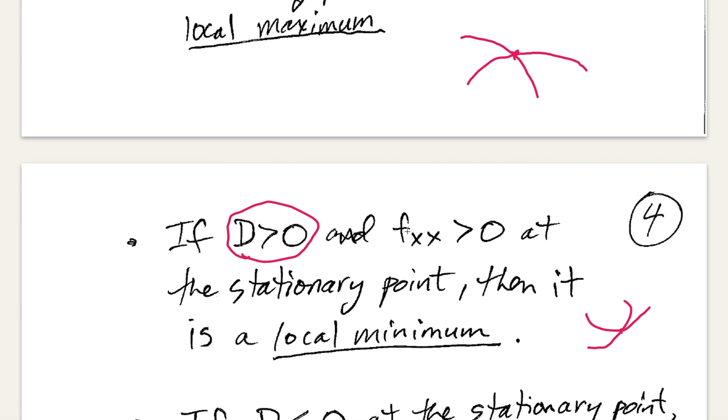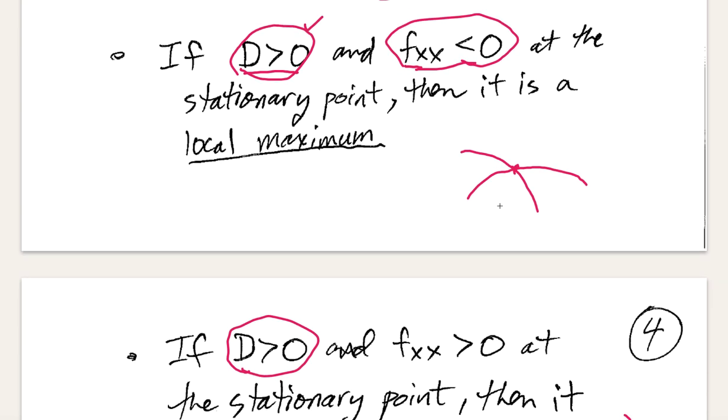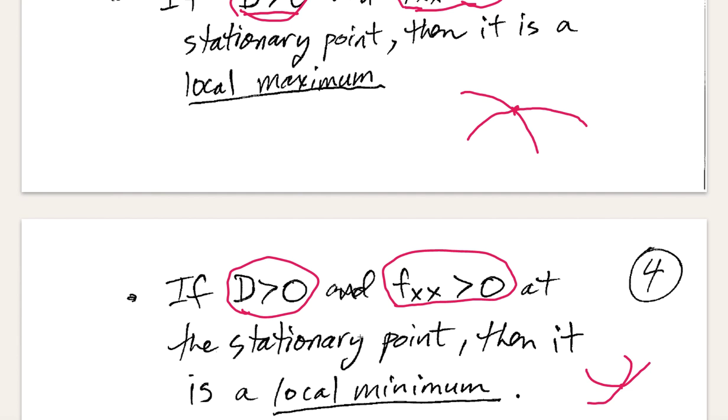Okay? So these parts should remind you of Calc 1. Remember the second derivative test in Calc 1. If the second derivative is negative, you're at a local maximum. If the second derivative is positive, you're at a local minimum, at a stationary point.